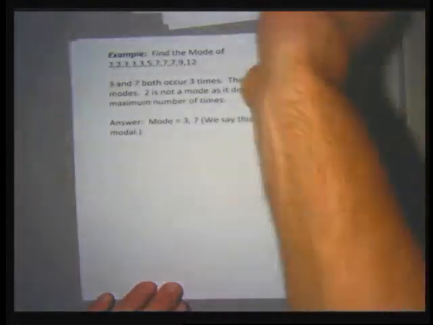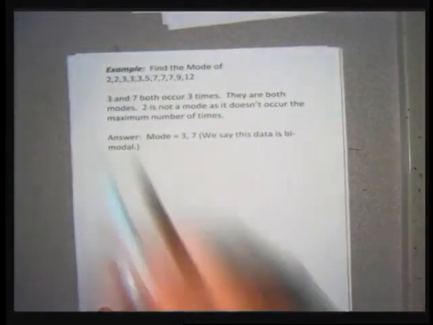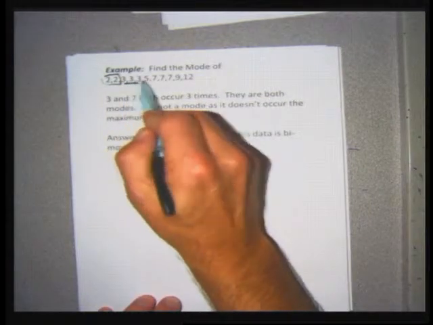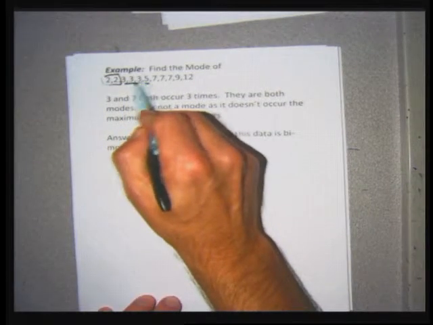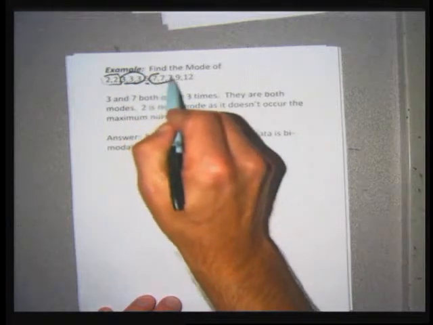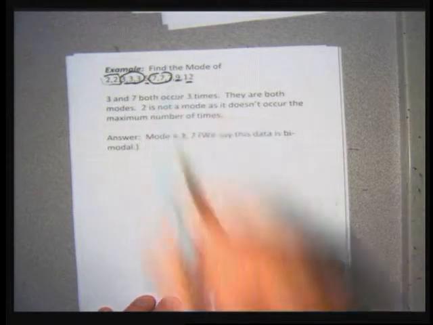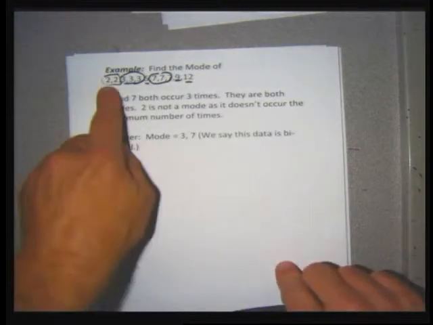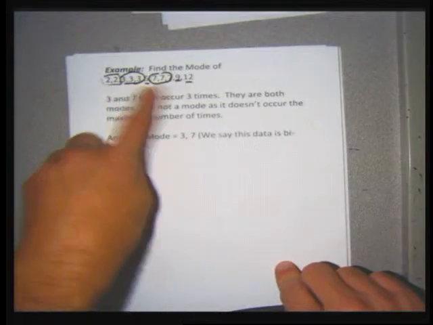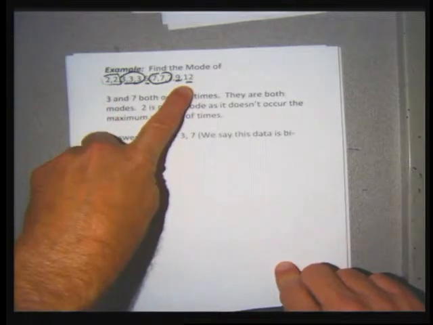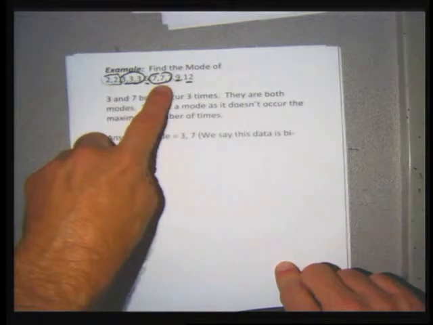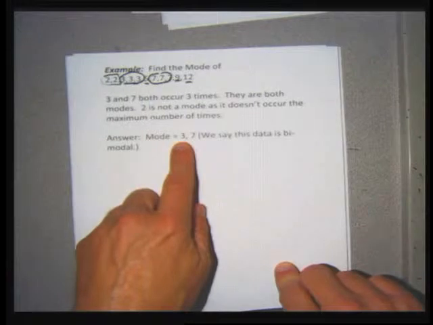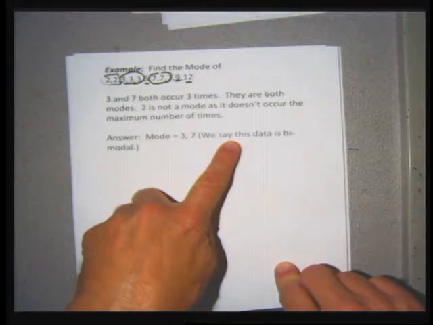It occurred more than any other number, so it was the mode. In this next set of data, when I look at it, let me see, there are 2 2s, 3 3s, 1 5, 3 7s, 1 9, and 1 12. Well, the mode is the number that occurs the most. 2 doesn't occur the most because it only occurs 2 times. 5, 9, and 12 only occur 1 time. But 3 and 7 both equally occur 3 times. So I'm going to call those both a mode. And I'll say this has 2 modes. This is considered bimodal data.